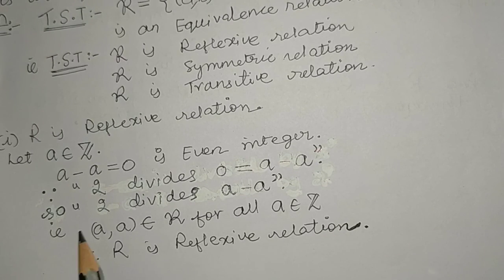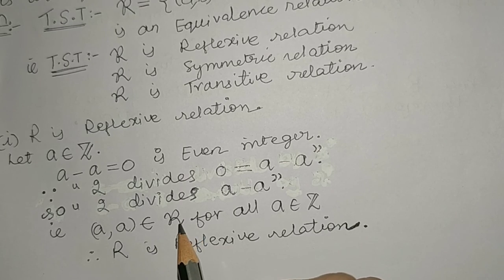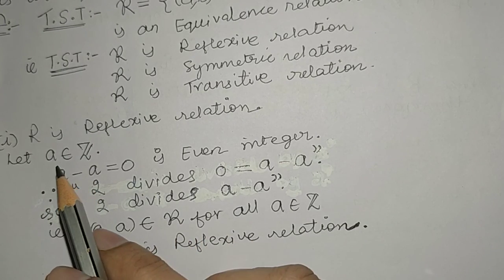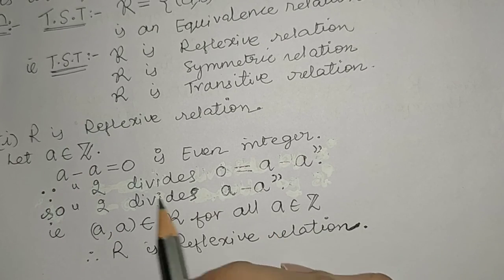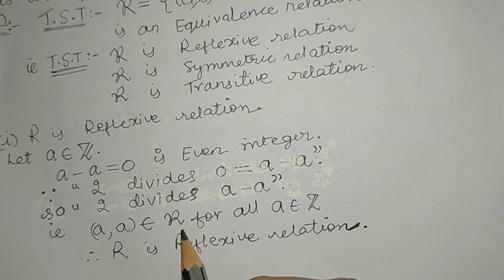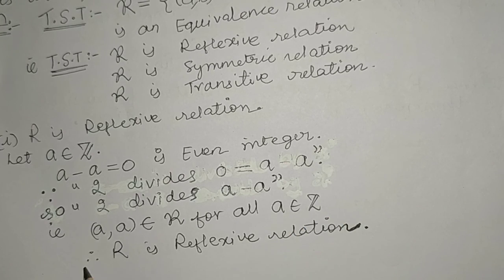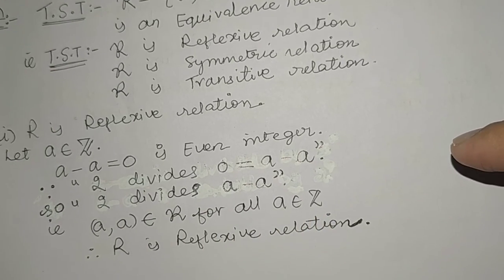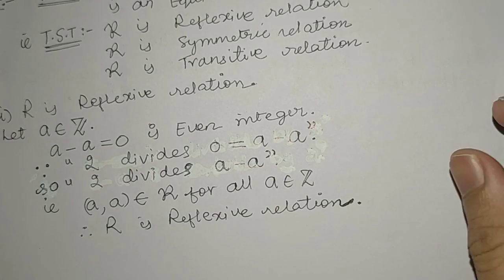So if 2 divides a minus a, that means a comma a will belong to the set R. We have taken any a from the set of integers, so this condition, that a comma a belongs to R, is true for any integer a. So a comma a belongs to R for all a belonging to the set Z. Therefore what you conclude is R is a reflexive relation.